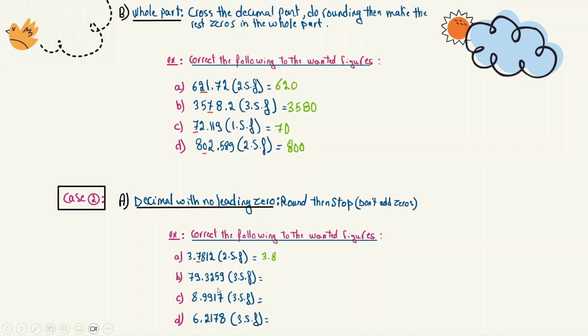Part B is to correct to the third significant figure, so at 3 before it we have 2, round off. The answer is 79.3. Part C is to correct to the third significant figure, so at the second 9 before it we have 1, so round off, the answer is 8.99. In part D, to the third significant figure, means at 1, round up, the answer will be 6.22.